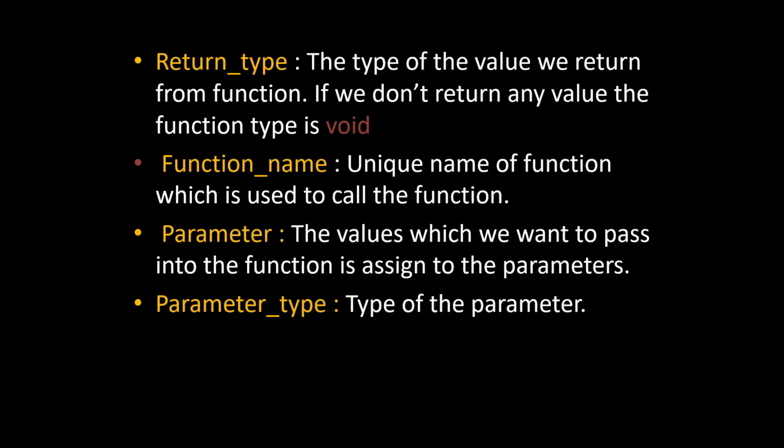Return type is the type of the value we return from the function. In some functions we return a specific value and the type of the value is the return type. It may be float, it may be integer, or if we don't return any value from the function, then the function type is void, and void is a keyword. Function name is a unique name of the function which is used to call the function, and the values which you want to pass into the function are assigned to the parameters, and the type of the parameter is the parameter type.